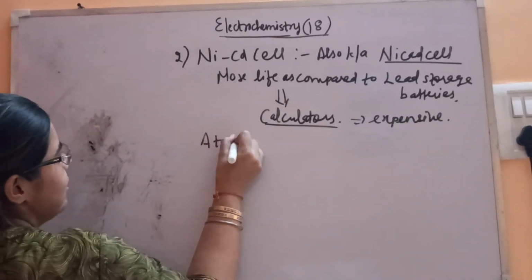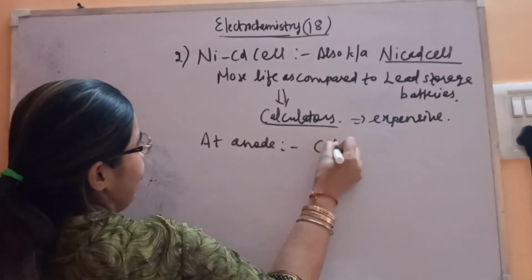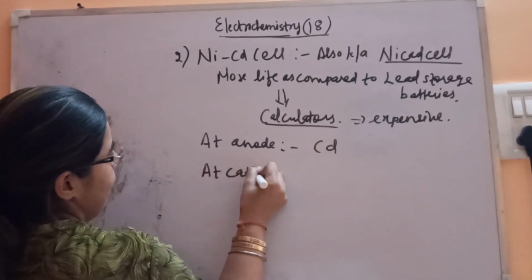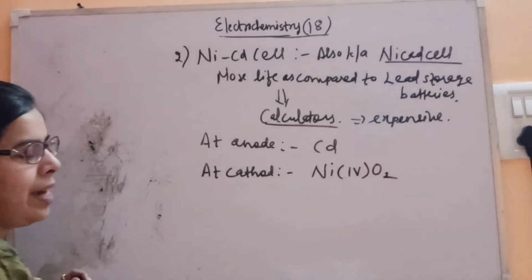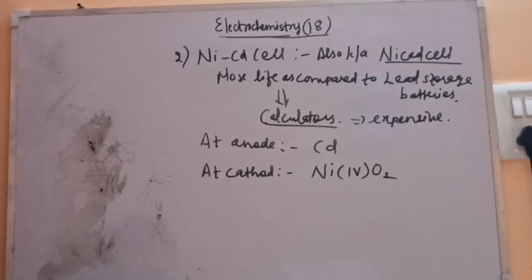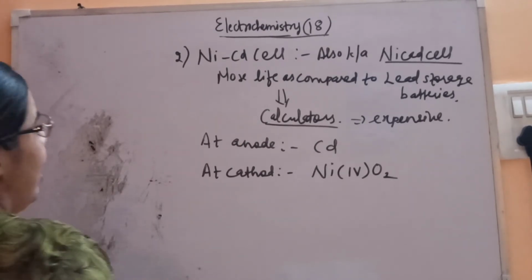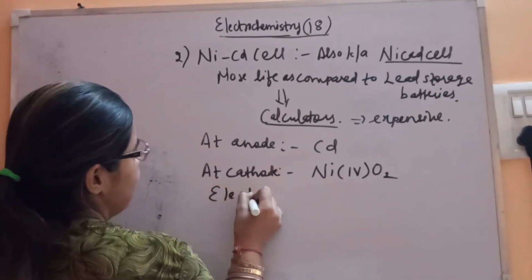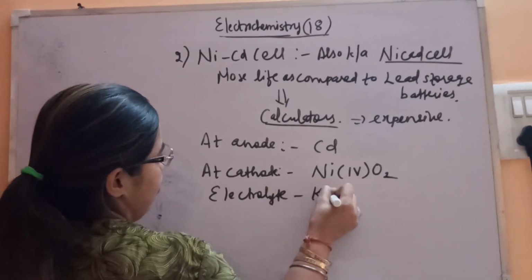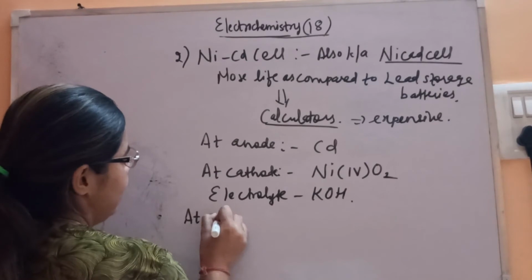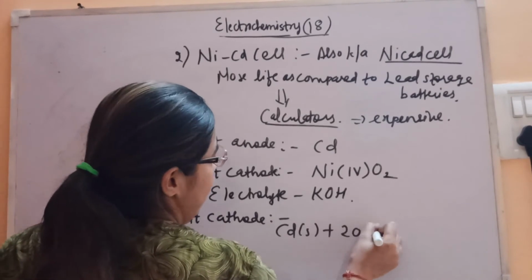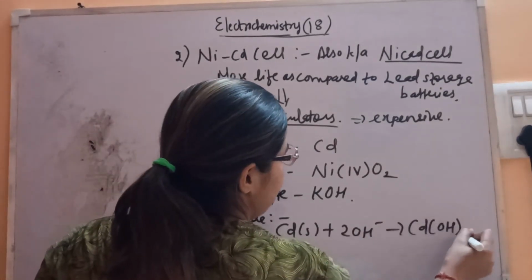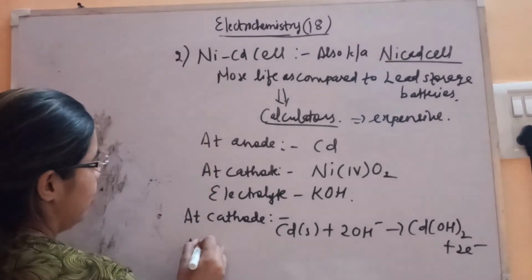Now the anode is made up of cadmium, and the cathode is made up of nickel 4 oxide, that is nickel dioxide. The electrolyte here is potassium hydroxide. So at the anode, what is the reaction? Cadmium reacts with the electrolyte and forms cadmium hydroxide, and 2 electrons are getting lost.